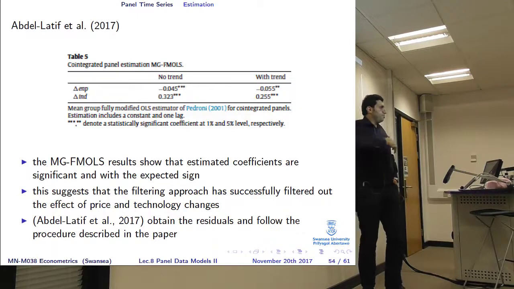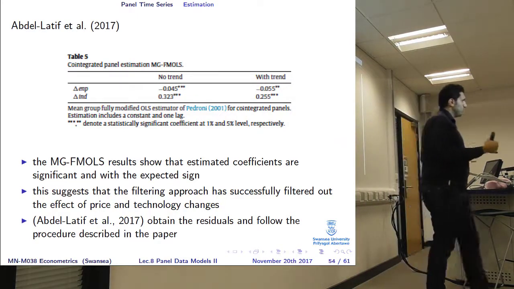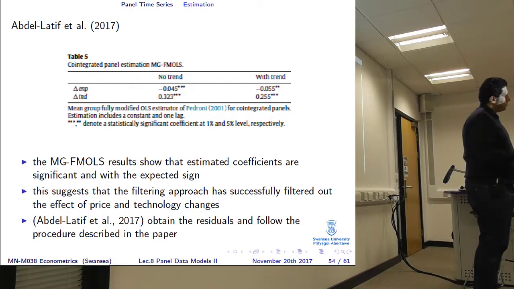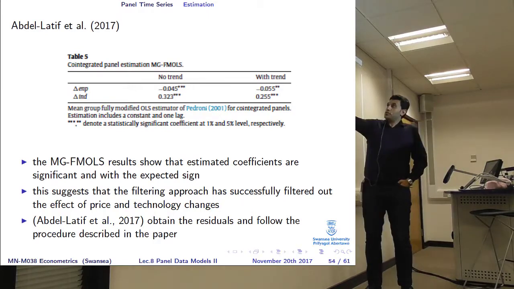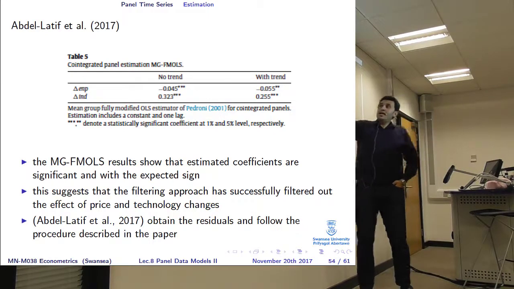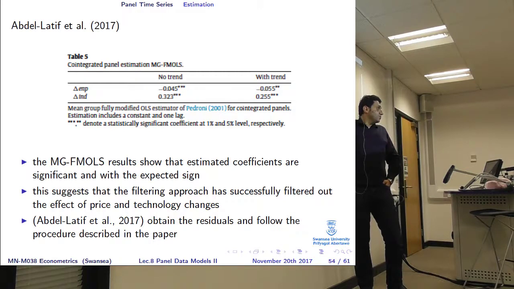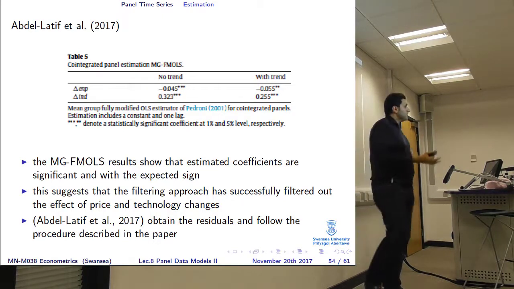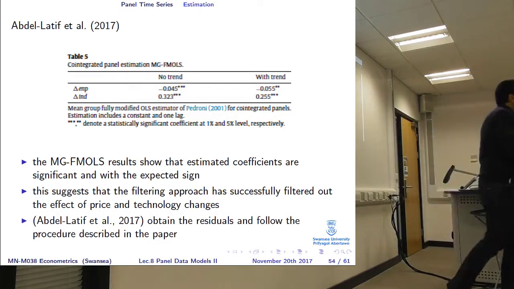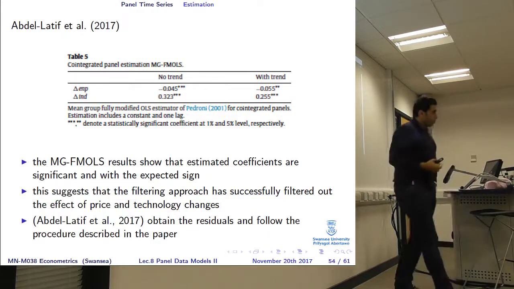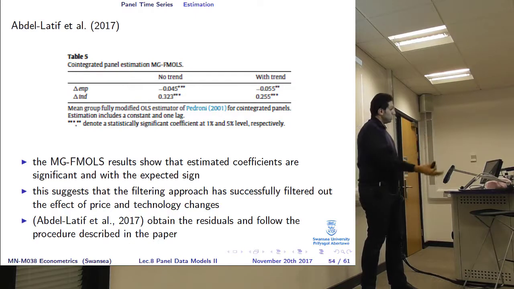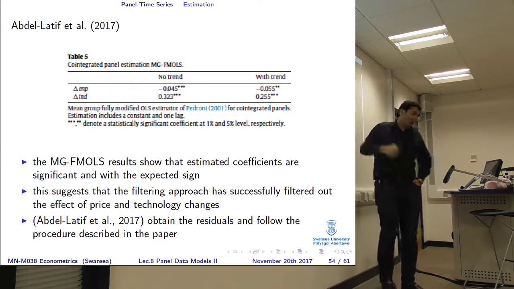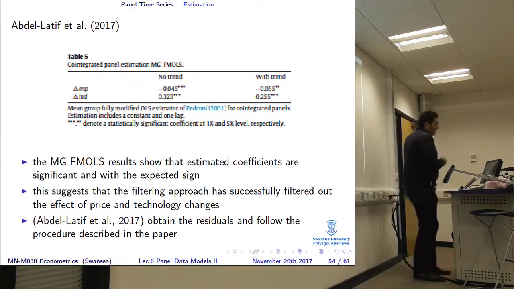When energy becomes more costly or the prices go up, that's what economic theory tells us: we should consume less. And that's why it is negative and significant. And industrial value added is related to development, how the economy is growing. As the economy grows, we would expect a positive impact, so we would expect to consume more energy. Again, it's positive and significant in both cases.